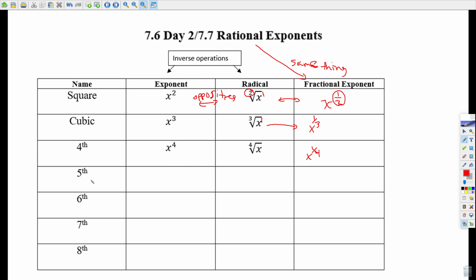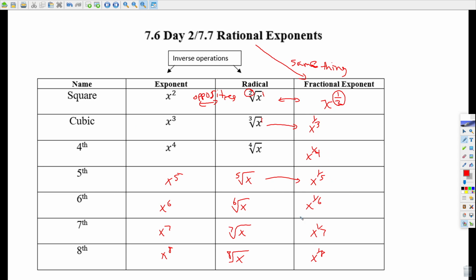So this is the exponent here. We're going to go to the 5th power. We have x to the 6th, x to the 7th, x to the 8th. And then we'll fill out the other middle column here. This would be the 5th root of x. That's how you say that. And the same thing would be saying x to the 1/5 power. And then we have the 6th root of x, or x to the 1/6. Again, same exact thing. 7th root of x, x to the 1/7. You get the idea. 8th root of x, x to the 1/8.